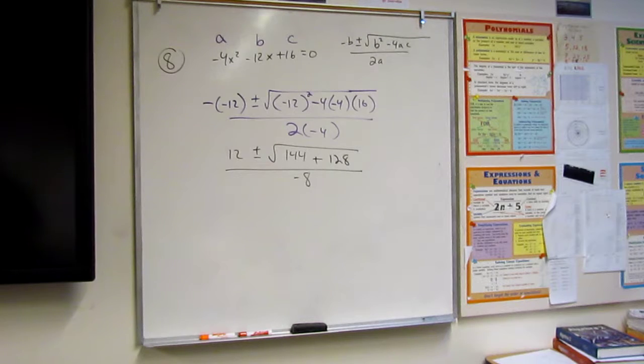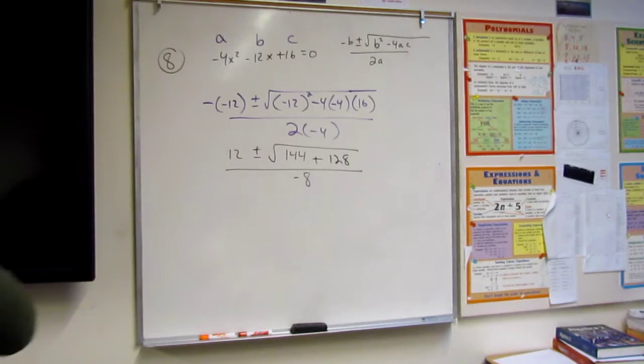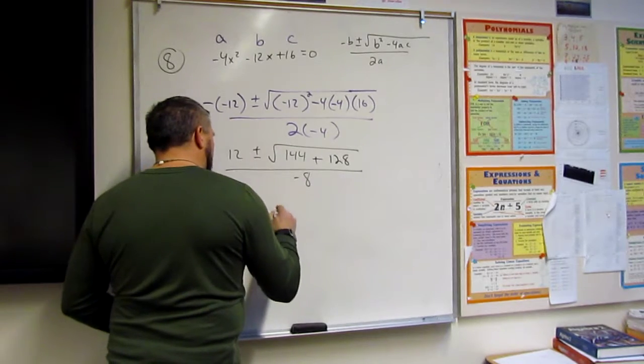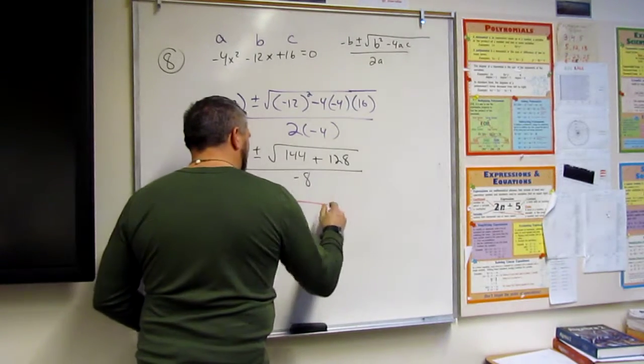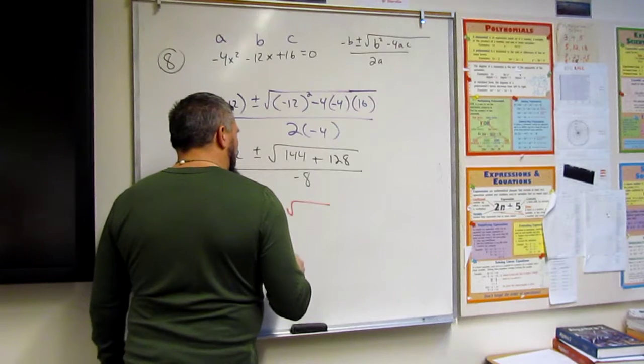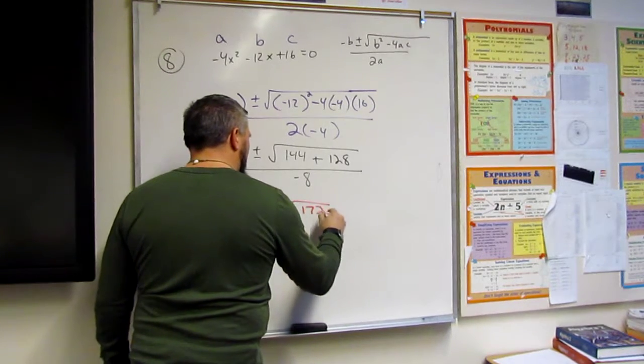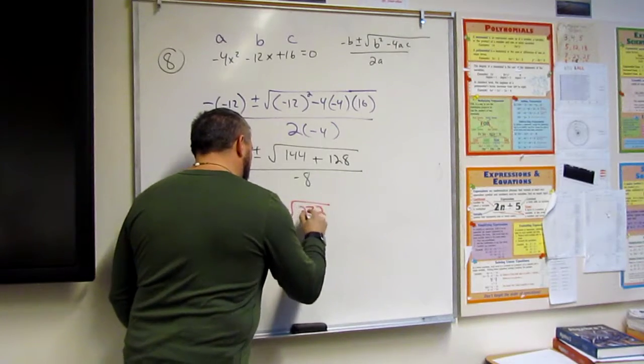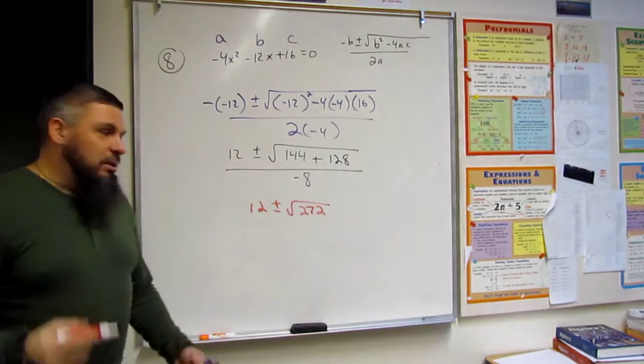So then you got 2 times negative 4, and you got negative 8. Yeah? Okay. And then what is 144 plus 128? 172, you said? All right. 272. Thank you. Okay. All over negative 8.